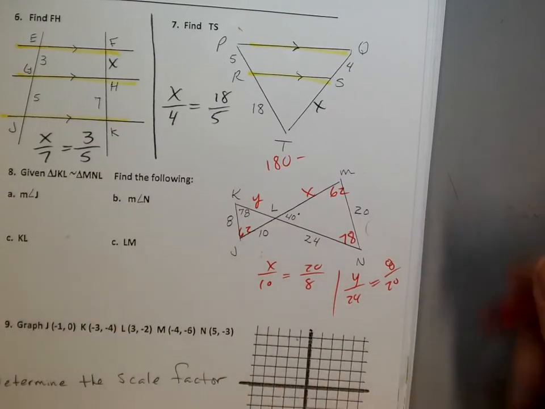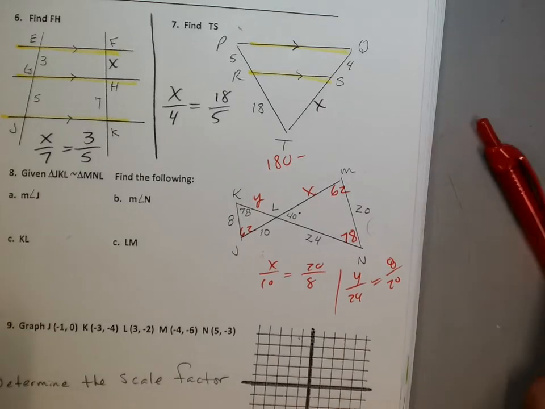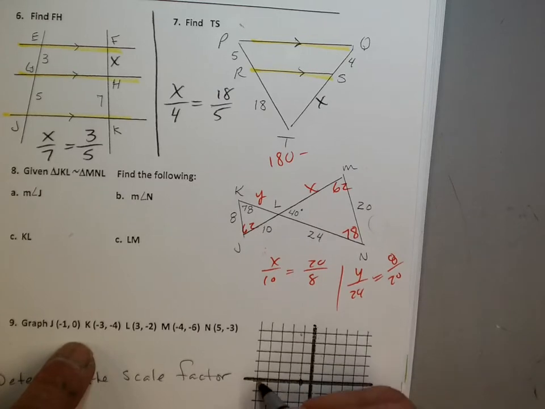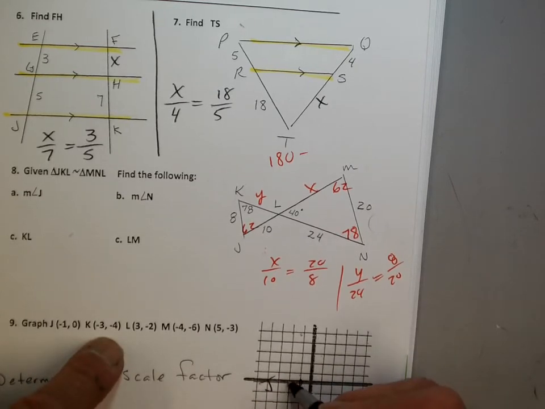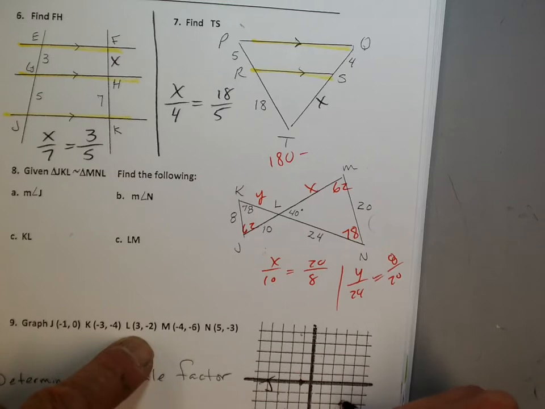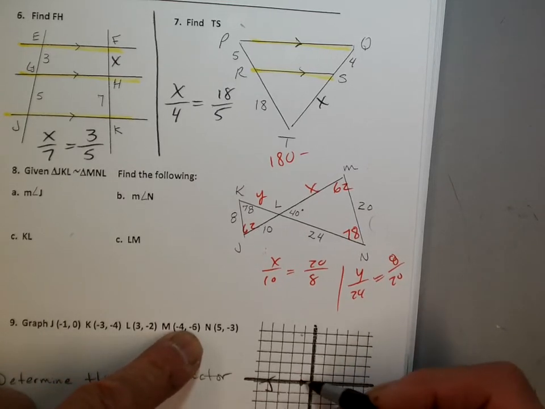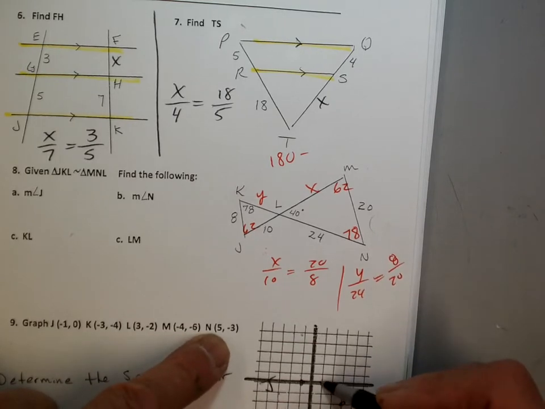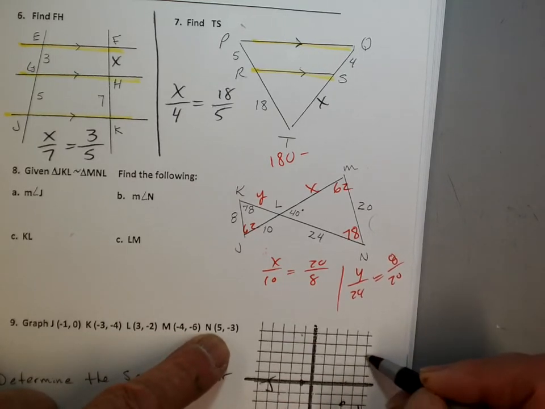Okay. And finally, graph this one, determine the scale factor. So if I put my graph in, -1, 0, there's J, -3, 1, 2, 3, 1, 2, 3, 4, there's K, 3, -2, there's L, -4, 1, 2, 3, 4, 1, 2, 3, 4, 5, 6, and then I've got a 5, 1, 2, 3, 4, 5, 1, 2, 3, oops, went the wrong way, 1, 2, 3. Okay, now let's see what I have.